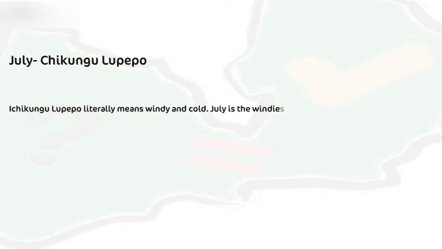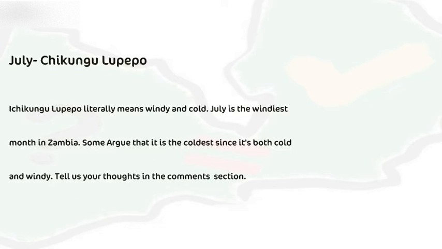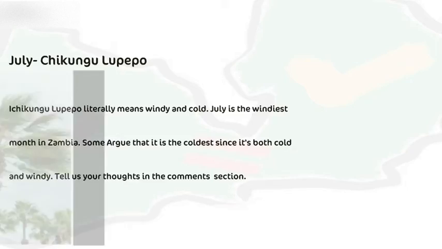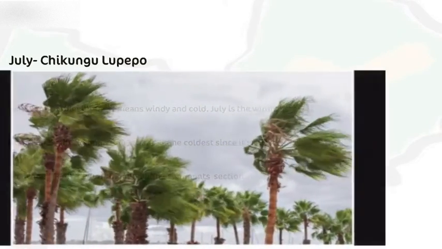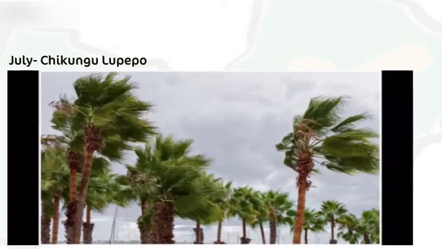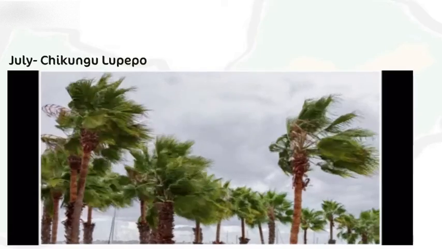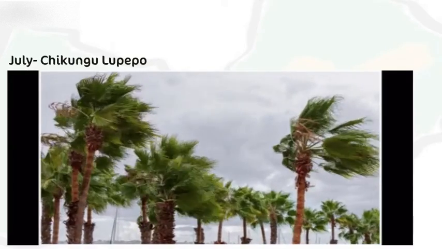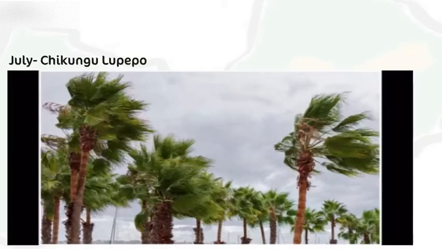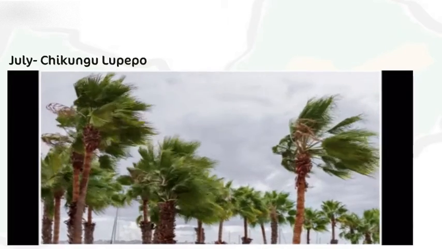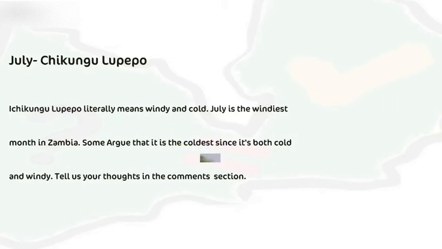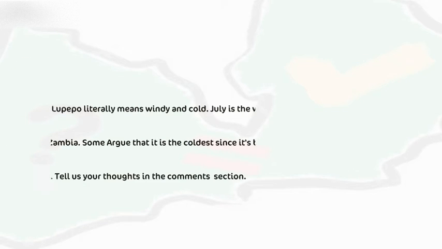July in Bemba is called Ichikungu Lupepo. Ichikungu Lupepo literally means a time when it's windy and cold. Thus, July is the windiest month in Zambia. Some argue that it is the coldest since it's both cold and windy. What do you think? Do you think June or July is the coldest month in Zambia? Tell us your thoughts in the comments section below.